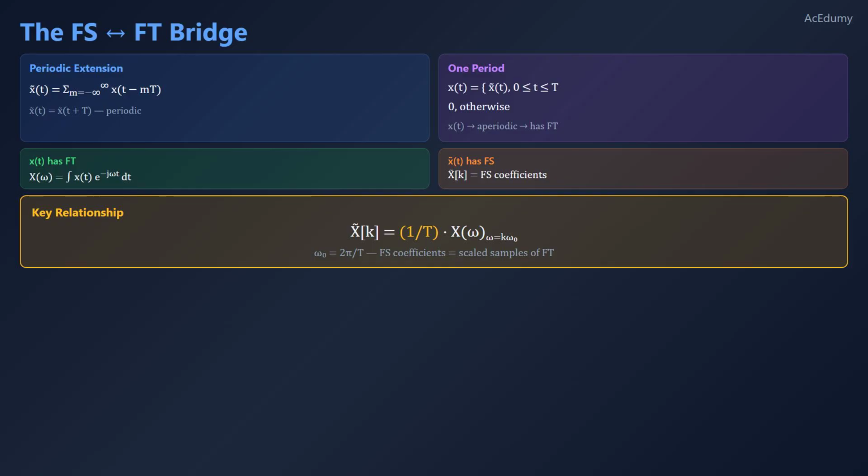X(ω) equals the integral of x(t) times e^(-jωt) dt. Meanwhile, x̃(t) is periodic, so it has Fourier series coefficients x̃[k]. The key relationship connecting them is x̃[k] equals 1/T times X(ω) evaluated at ω equals kω0, where ω0 equals 2π/T. In other words, the FS coefficients are samples of the Fourier transform, scaled by 1/T, taken at integer multiples of the fundamental frequency.